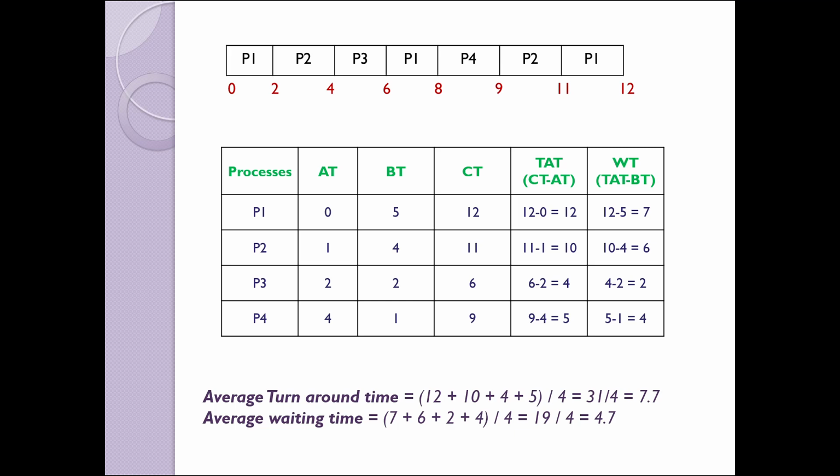To calculate the average turnaround time, take the sum of all the turnaround times divided by the total number of processes. We get the value 7.7. Same for average waiting time, add all the waiting times and divide by 4, and we get the average waiting time.